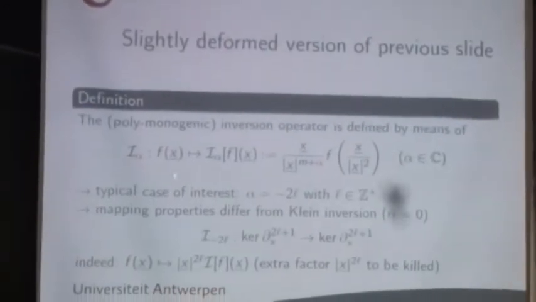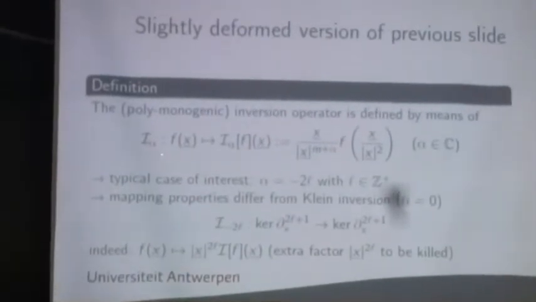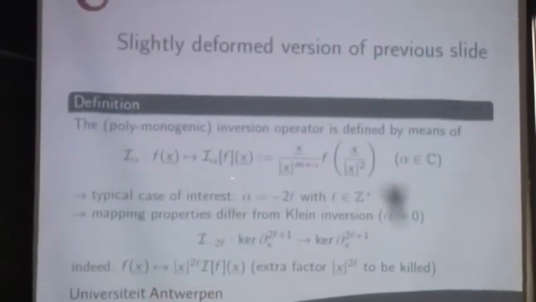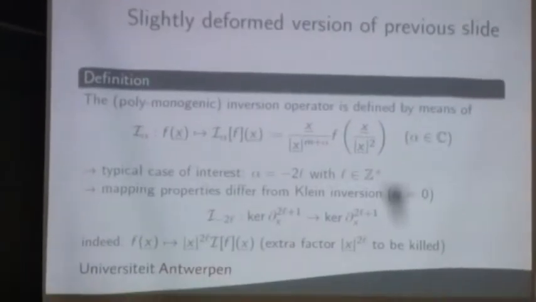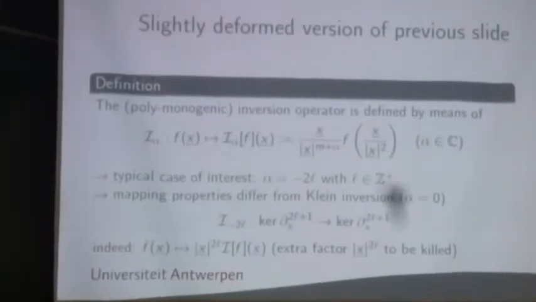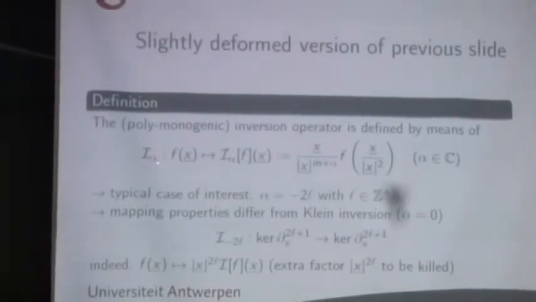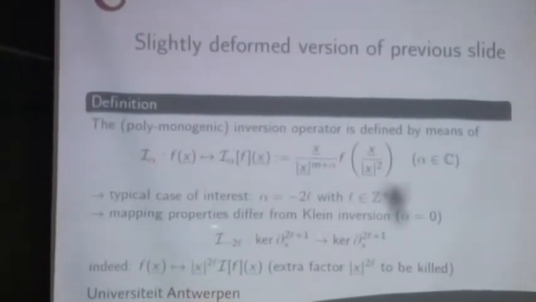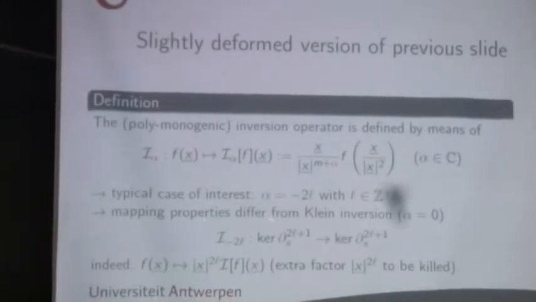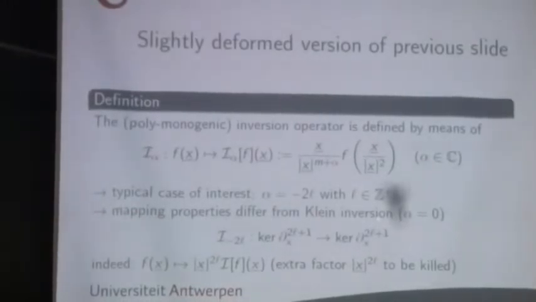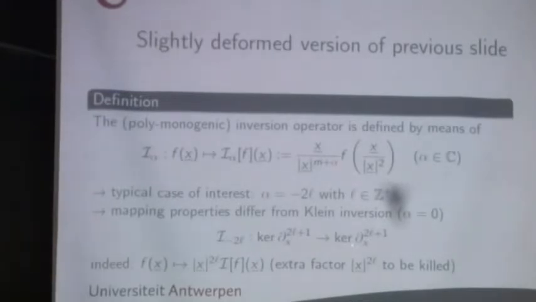Now previously I told you that the inversion maps solutions for Dirac to solutions for Dirac. It was a symmetry after all, so it has to map solutions to solutions. This particular operator with this extra alpha has different mapping properties. So the mapping properties differ from the Kelvin inversion. The Kelvin inversion, the previous case, would have been alpha equal to 0. For a different alpha, that is to say for alpha minus 2L, you can see I still go from a kernel to a kernel. It still works.